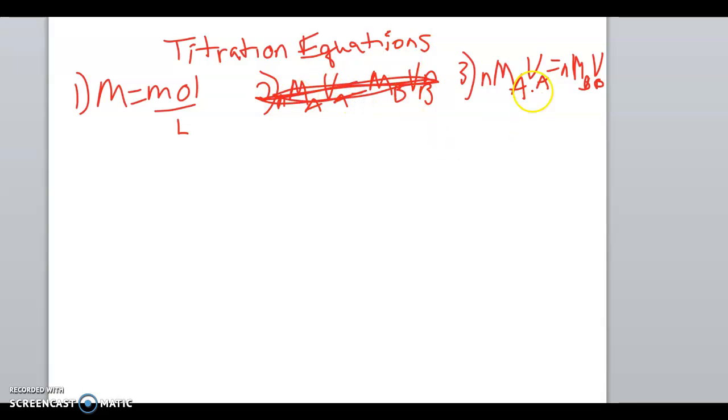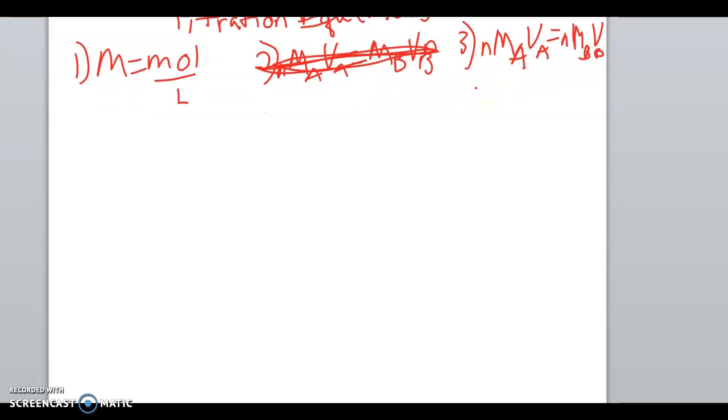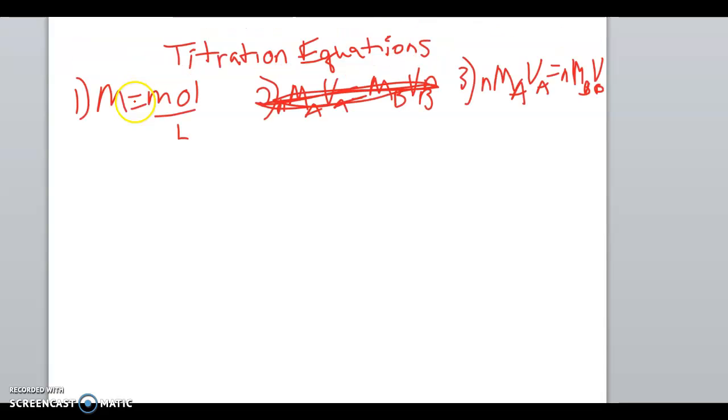So you can always use the third equation when you're talking about titrations. And I'll explain in a second why the second equation doesn't have the n and the third equation does. And then I will retroactively talk about the first equation.